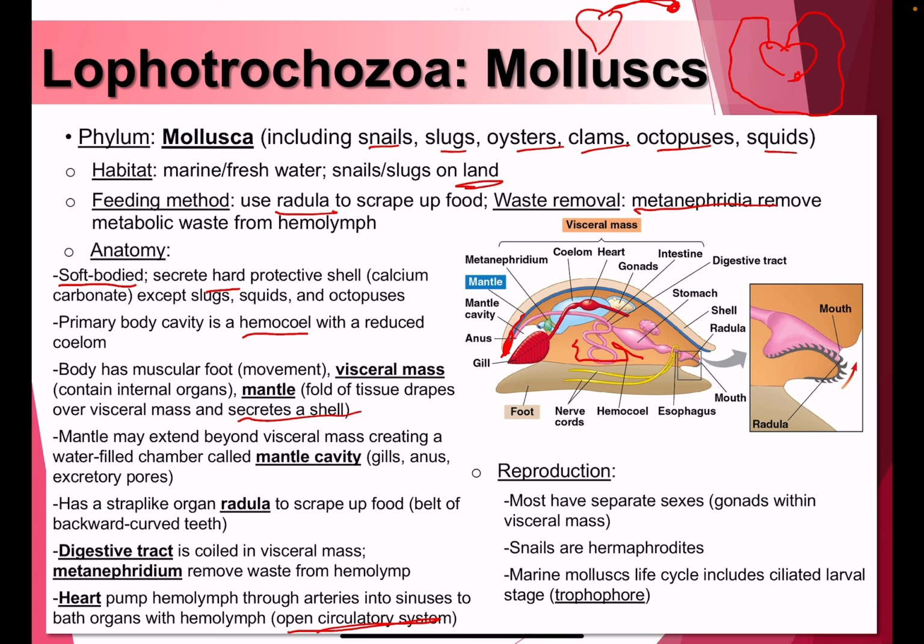All right, before reproduction, most mollusks have separate sexes, and their gonads are located within the visceral mass itself. So for this particular mollusk, there's that gonad within the general structure. Snails are the exception, where they are hermaphrodites, where they can become a male or a female sequentially. And then marine mollusk lifestyle includes what we call a ciliated larval stage, and it's that trochophore we talked about. Hence, that's why it's part of the Lophotrochozoa group of animal species.